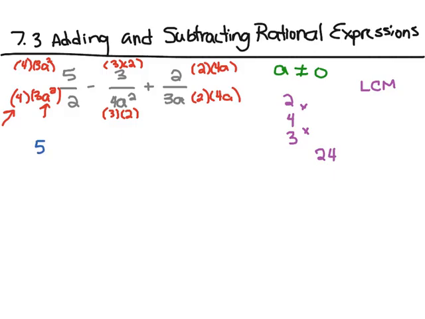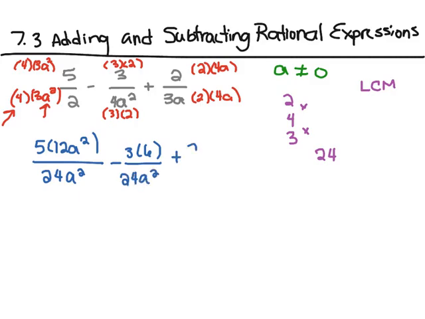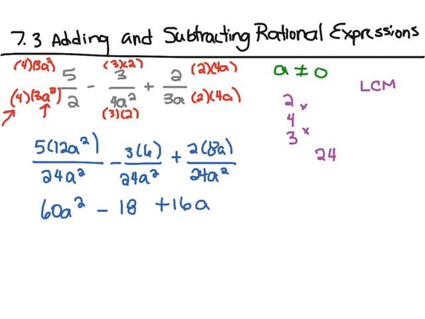So this should turn into 5 times 12a squared over 24a squared minus 3 times 6 over 24a squared plus 2 times 8a over 24a squared. So this will make it all the same denominator. So on the top we have 60a squared minus 18 plus 16a, all going to be over 24a squared.